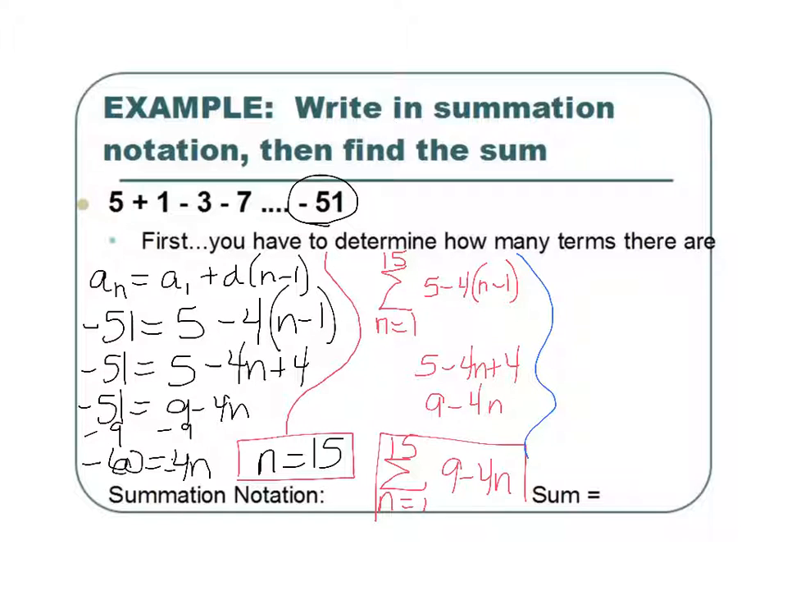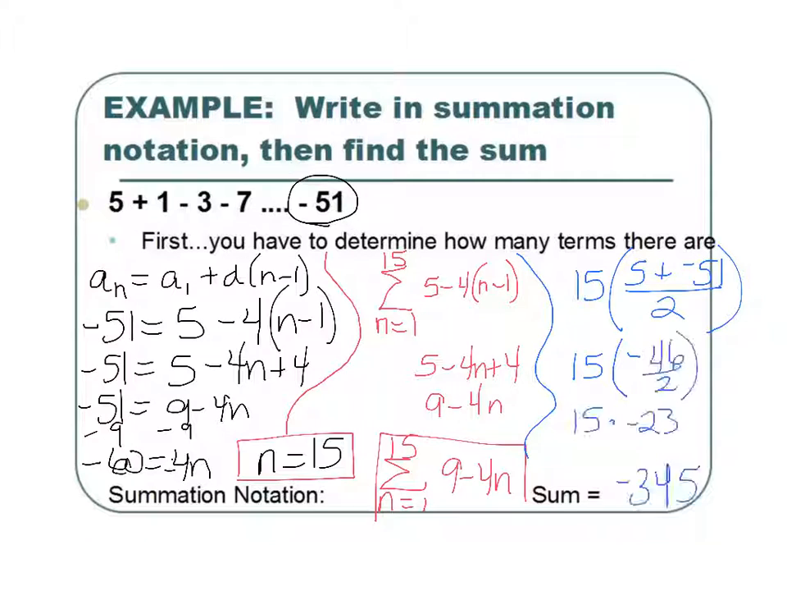N is the number of terms. In parentheses, I put my first term plus my last term, put it all over 2. Sorry I got interrupted there, but in the end, after you did all the math on that, you should have gotten a negative 345 for the sum of all the terms.